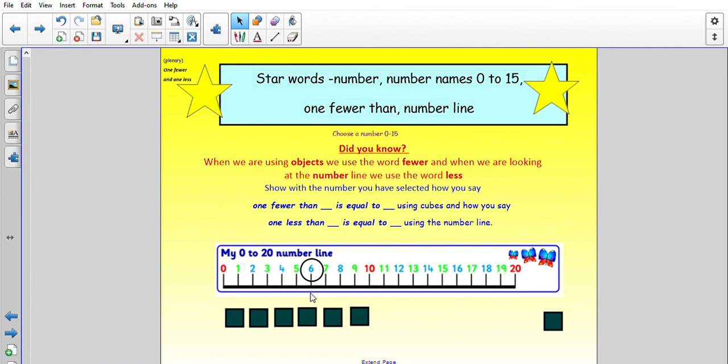Good job. Have a practice with using your cubes and the sentence 1 fewer than is equal to using cubes. And then have a go with using your number line by saying 1 less than is equal to using the number line. Well done. We've done lots and lots of using our star words today. And I think you have worked so hard with maths this week. So very, very well done. And I look forward to seeing how well you've got on with your less and your fewer today.